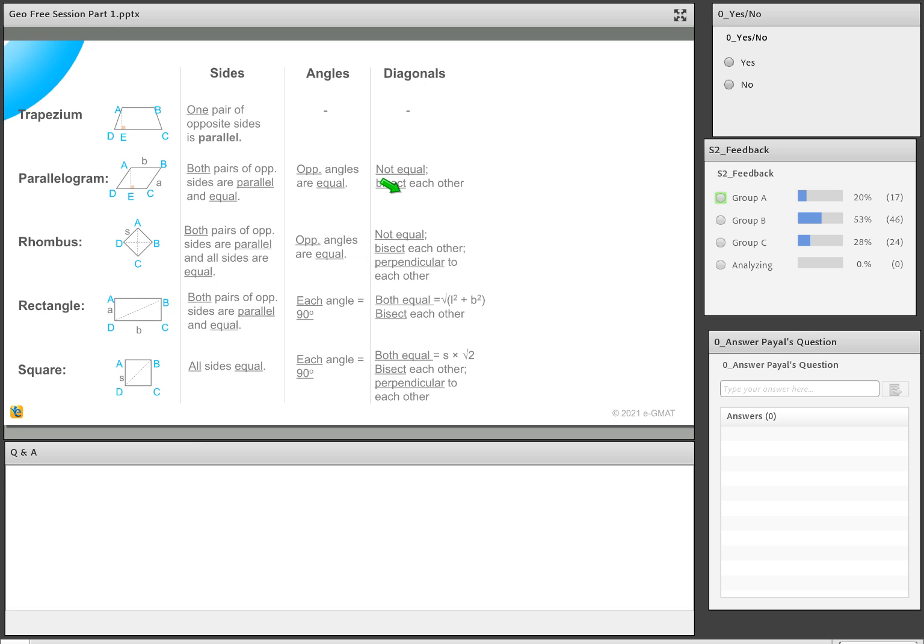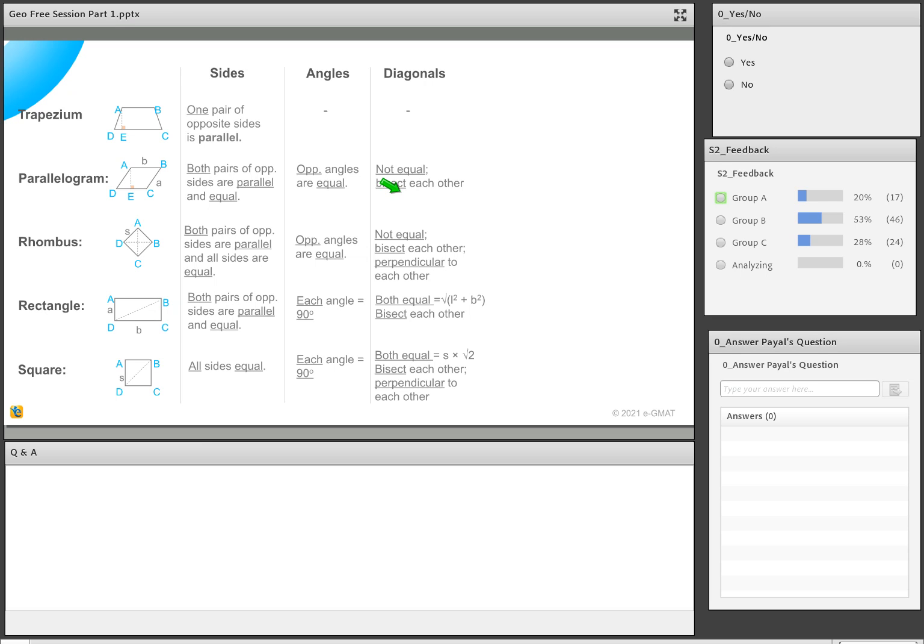They're still not equal. In a rhombus, they are not equal, but they bisect each other and they are perpendicular to each other, right? But in a rectangle, both the diagonals are equal, and they bisect each other, okay? And in a square, they are equal, they bisect each other, and they're perpendicular to each other, okay? Now, these are very important properties that all of you should be absolutely comfortable with, okay?